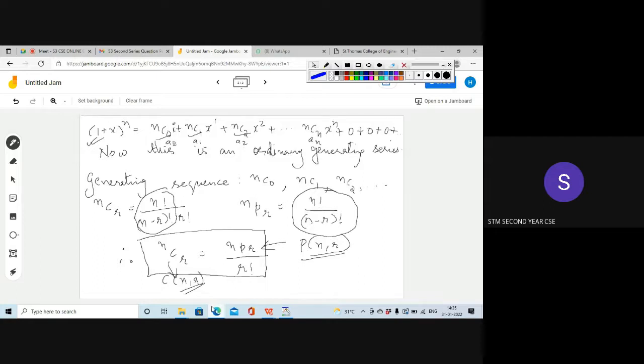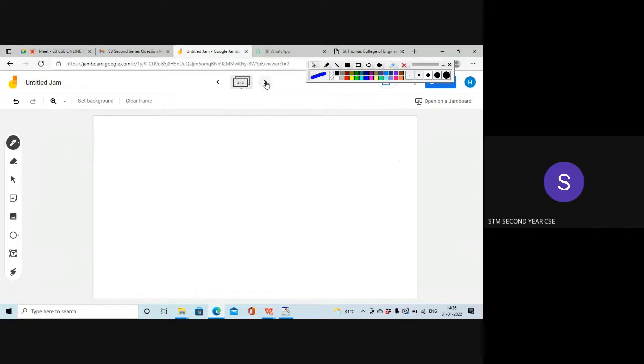Now, what I'm going to do is substitute this formula instead of these terms nC0, nC1, etc. Instead of combination terms, I'm going to substitute the permutation terms. So, what will the formula be now? You have (1 plus x) the whole raised to n is equal to nC0 plus nC1 x plus nC2 x square plus etc. Isn't it?